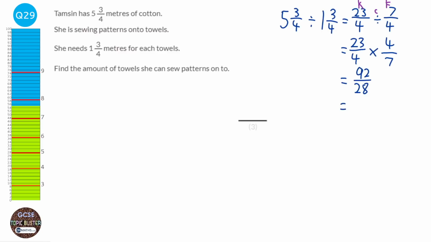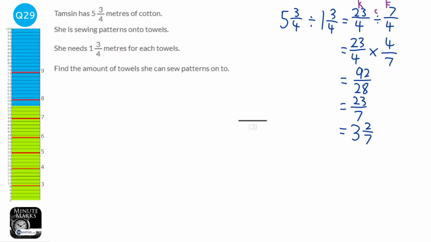And now we need to convert this back into a mixed number. So first of all, actually we can simplify this, because we can divide top and bottom by 4, so that would be 23/7, and then make this a mixed number. So 7 into 23 goes 3 whole ones, and then obviously 2 remainder, so it's 2/7.